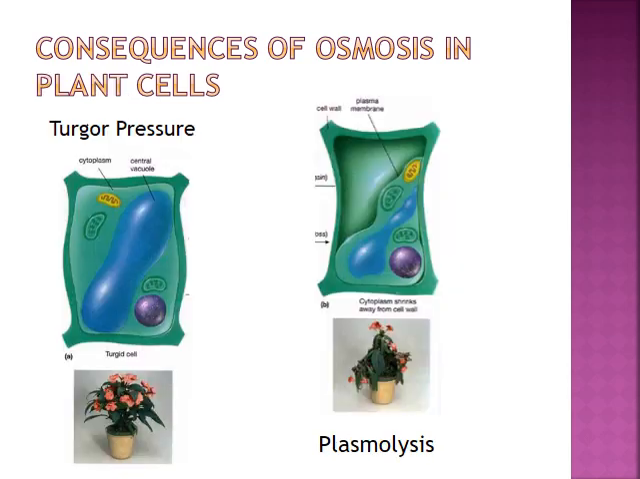Now, plant cells have a different reaction because plant cells have a cell wall. That cell wall is made of cellulose. It's made of interlinked carbohydrates that make it really, really rigid. So if you were to take a plant cell and put it in a hypotonic solution, pure water, the plant cells absorb that water and become what's called turgid. Very rigid. They have a lot of pressure.